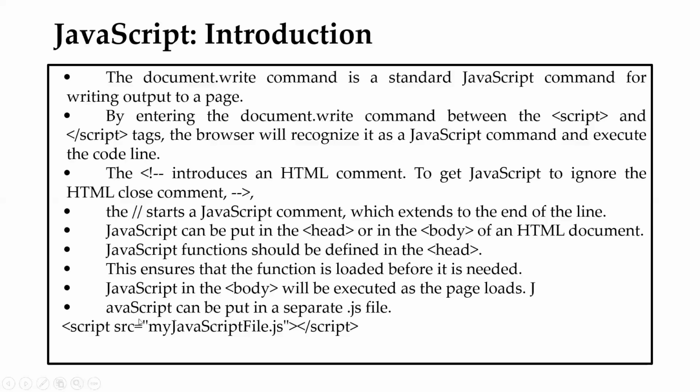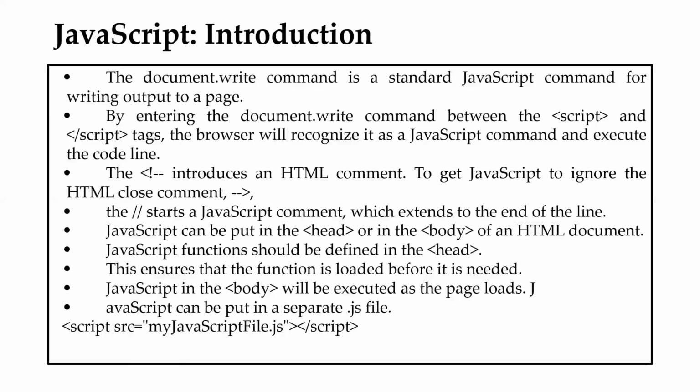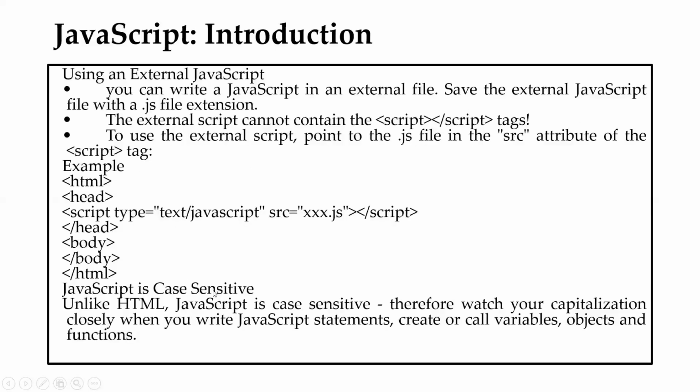So, another one: how to insert external JavaScript. For example, you can start directly with the script tag. The type attribute is text/javascript. Otherwise, the src (source) attribute gives the name of the JavaScript file.